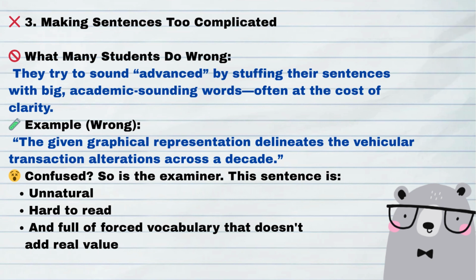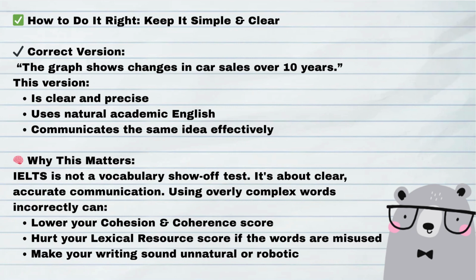Okay, so don't use that much hard vocabulary. Always think when you are writing something, and ask yourself, is this correct or not? So how do you do it right? Keep it simple and clear. The correct version is: "The graph shows the changes in car sales over 10 years." This version is clear and precise, uses natural academic English, and communicates the ideas effectively.